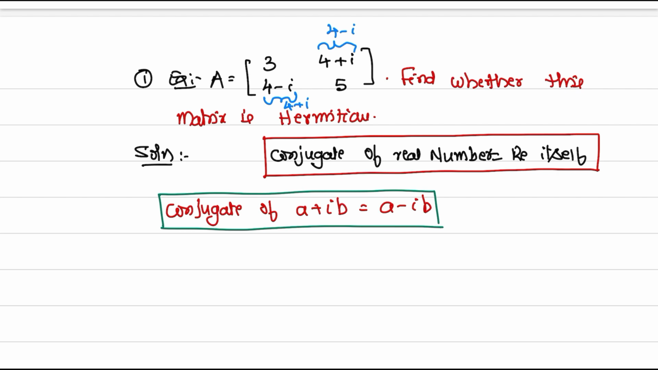Then conjugate of A. What is the conjugate of A? That is A bar. A bar is equal to, you replace the elements with their conjugates. 3 conjugate is 3, 4 plus i conjugate is 4 minus i, 4 minus i conjugate is 4 plus i, and 5 conjugate is 5. This is the conjugate matrix.